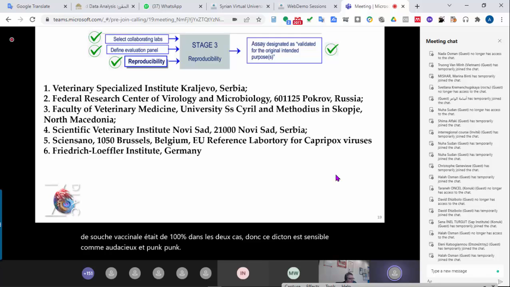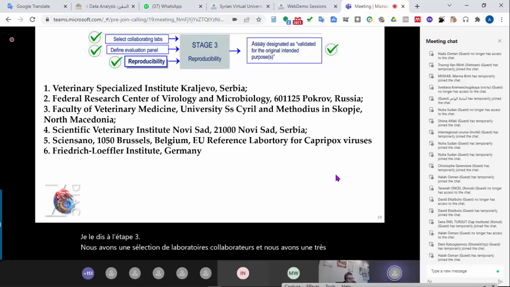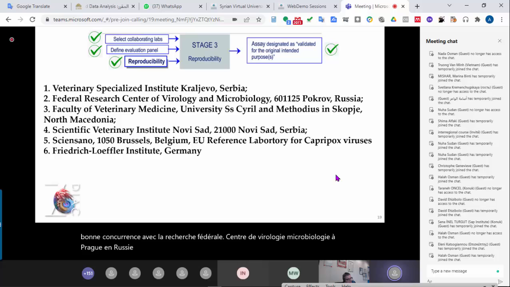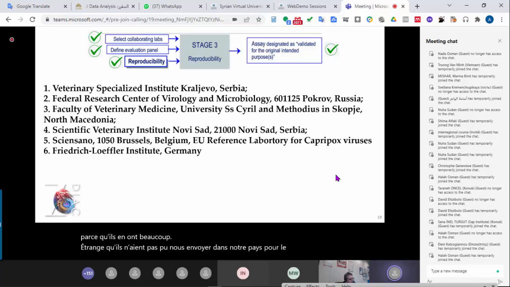So in stage 3, we selected collaborating laboratories, and we have very good cooperation with the Federal Research Center for Virology and Microbiology in Pokrov in Russia, and they tested our assays as a part of the validation study for robustness, but also for sensitivity and specificity on their strains, because they have a lot of capripox viral strains that they could not send to our country to test, but they tested them in their laboratory.